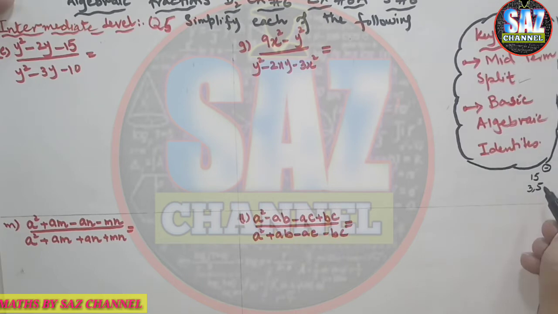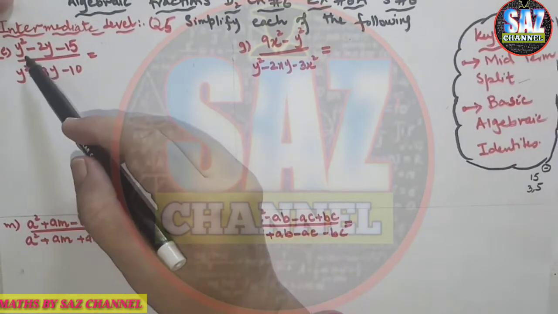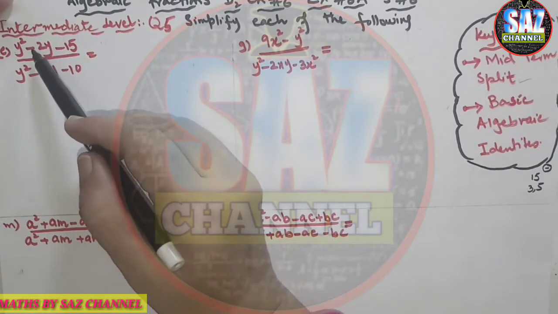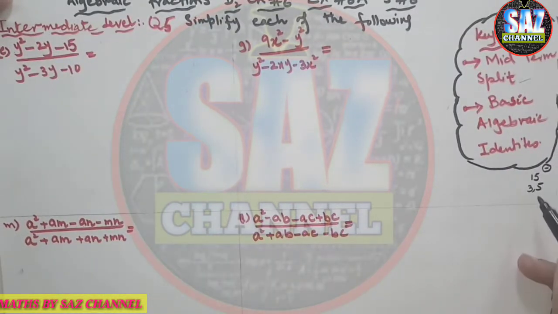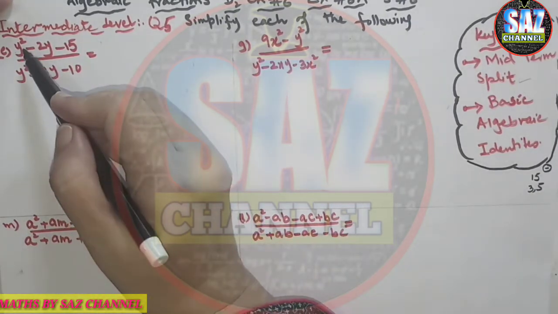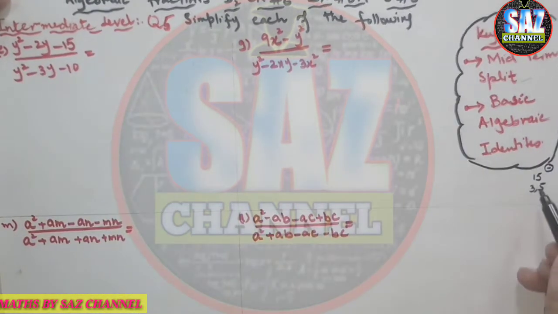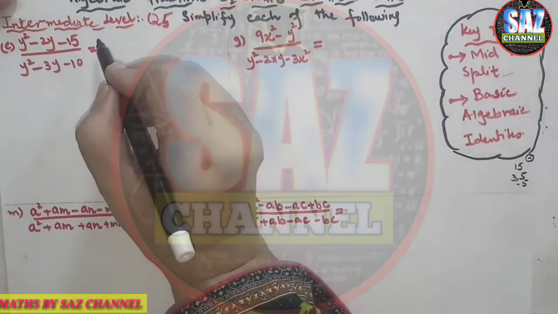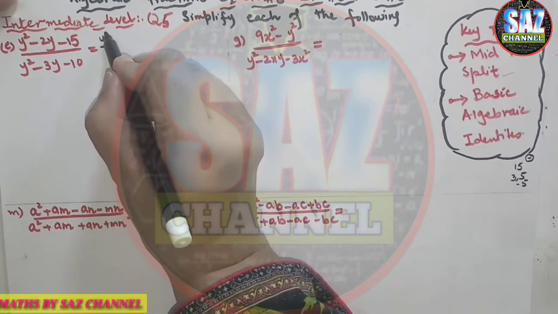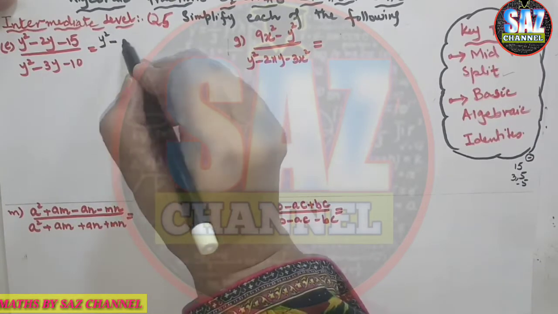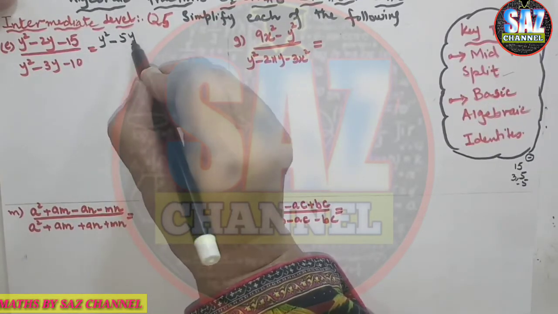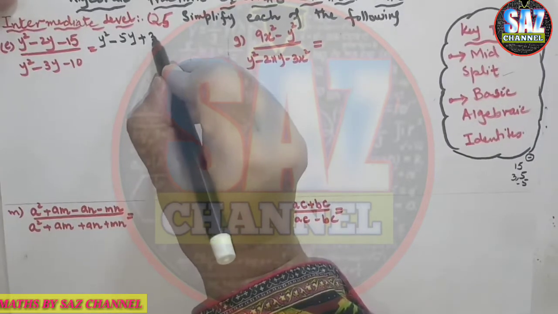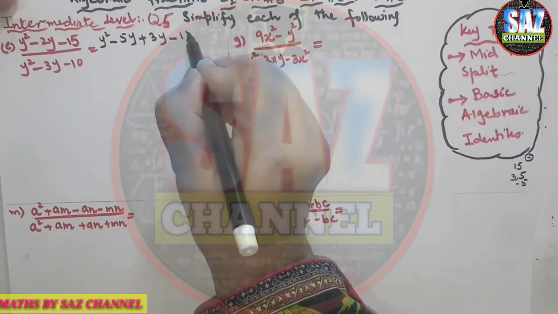I have to set the factors in such a way that when I'm adding or subtracting, I'm getting the middle term, which is minus 2, and when I'm multiplying, I'm getting minus 15. So as the middle term has a negative sign, the larger factor will have the minus sign. So the numerator will become y square minus 5y plus 3y minus 15.